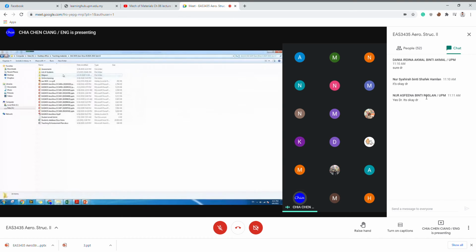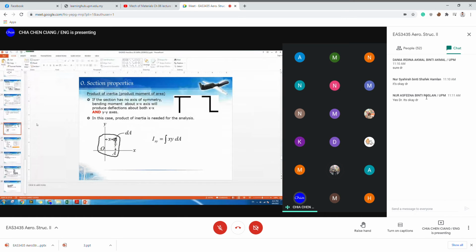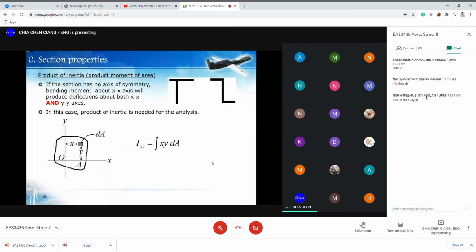Wait a minute, I need to open the file. Okay, this one, section properties. Product of inertia, that is your IXY. If the section has no axis of symmetry, bending moment about the x-axis will produce deflection about both the x-axis and y-axis. Understand? If the beam cross-section is not symmetrical somehow, if you apply a load in one direction, it will give deflection in that particular direction and also other directions.